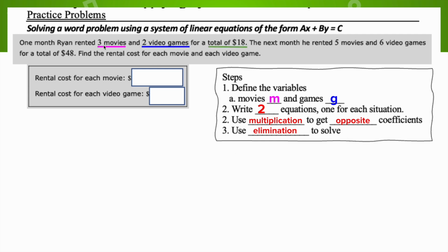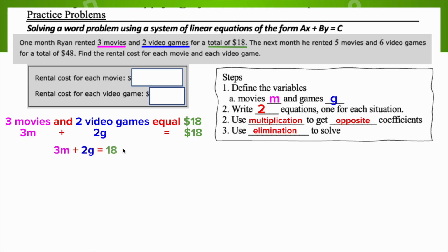So if I look at the first situation, 3 movies, 2 video games, $18. I'm writing it in a very simple sentence here. So 3 movies and 2 video games equals $18. I've color-coded this on purpose so that it makes it easier when I switch this to the algebraic version. So I have 3M for movies, 2G for video games, and equals $18. Here it is a little bit more scrunched together, so it's not so spaced out. So I have one equation. That's one situation.